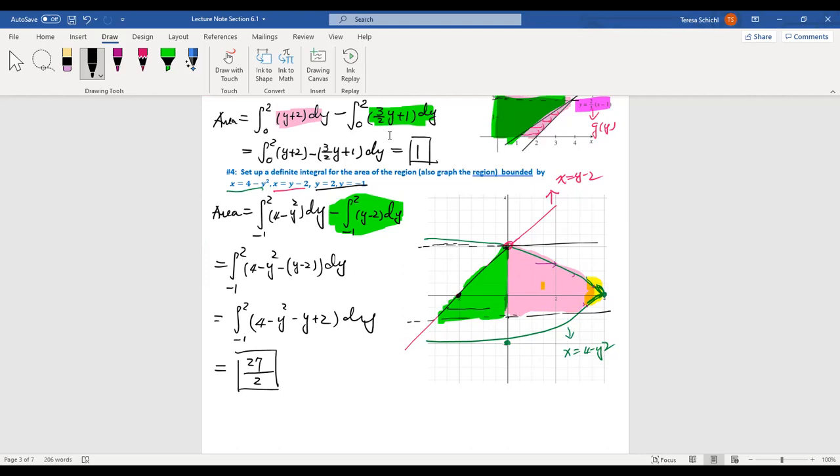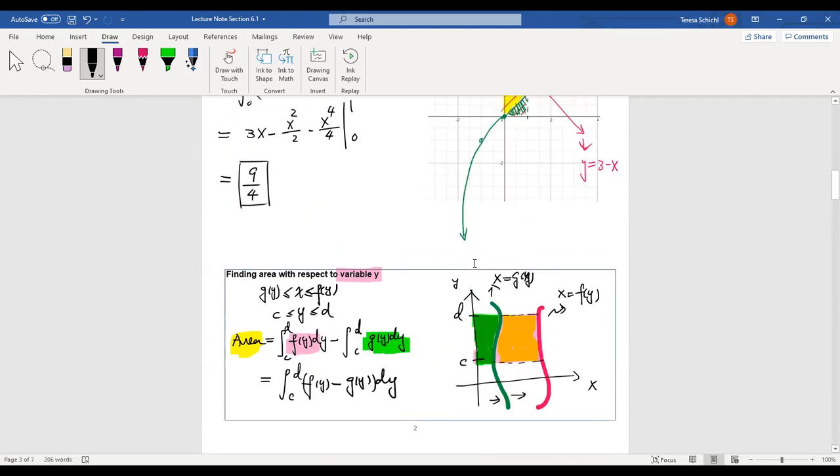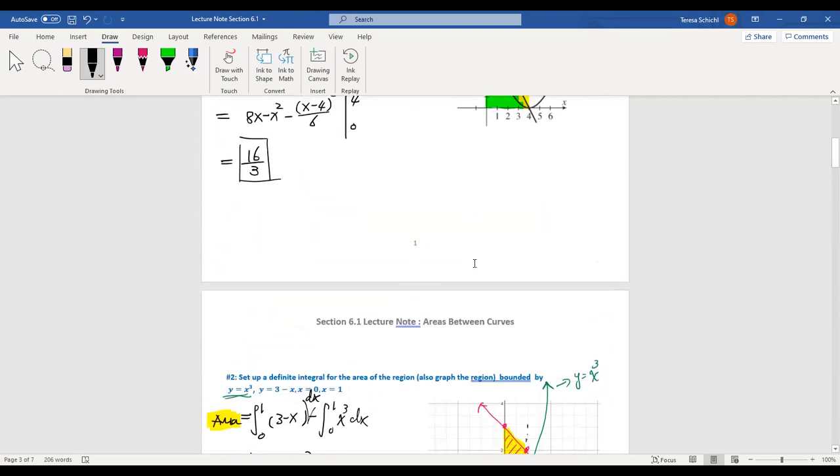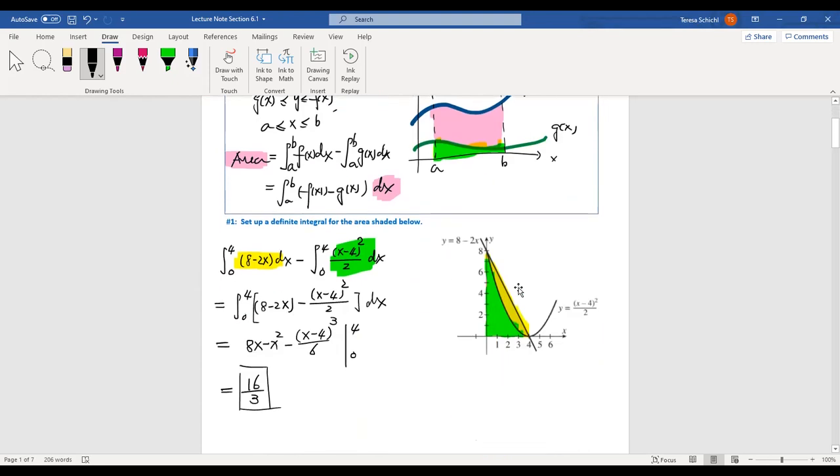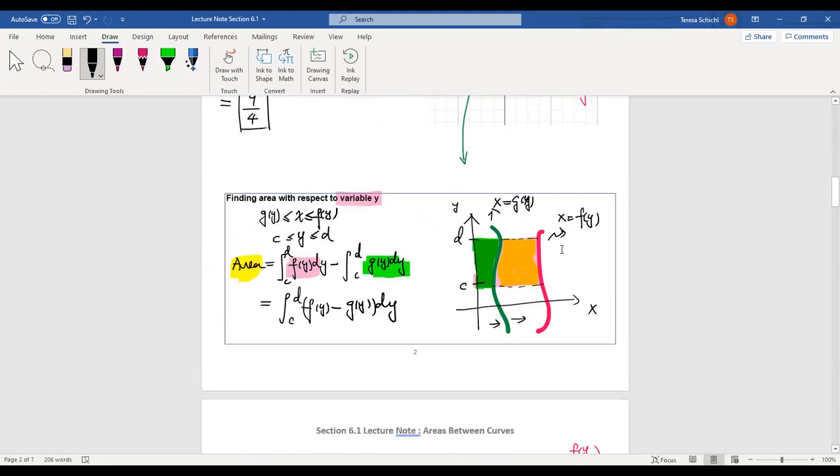Okay, so that's it for this video. Let's talk about these two things. It depends on what curve and what area you have, so you need to decide whether you want to integrate with respect to x or to y. Typically the problem won't tell you whether to integrate by x or by y, so you need to look at the graph and see how you're going to integrate.